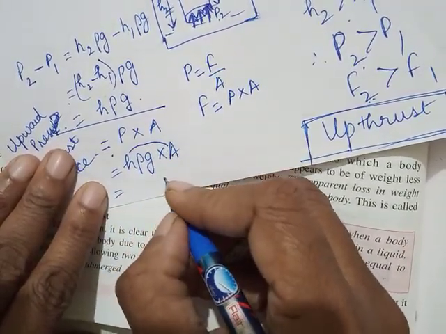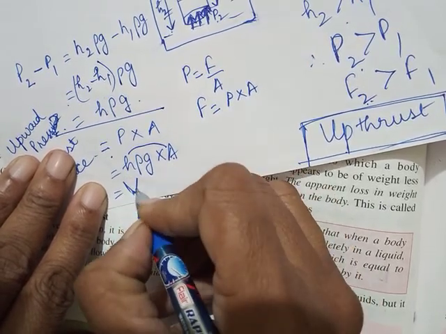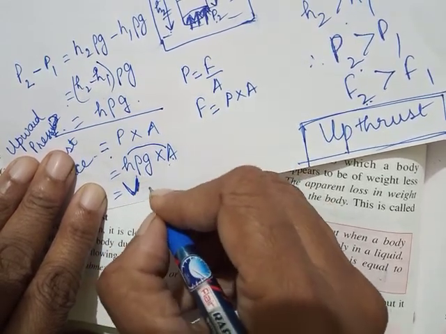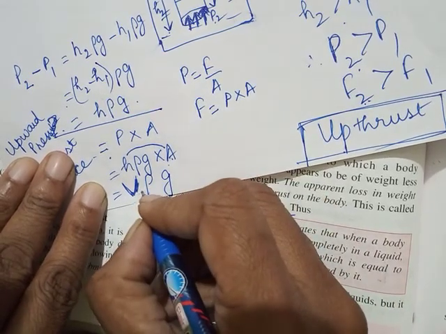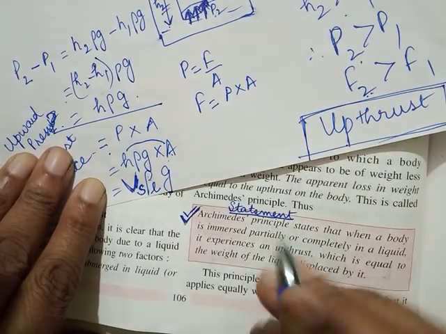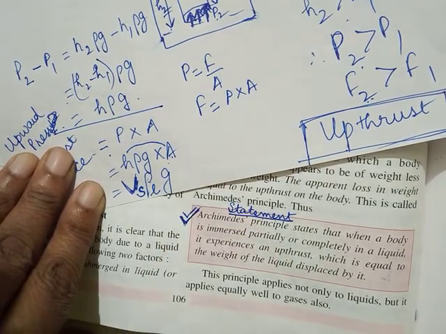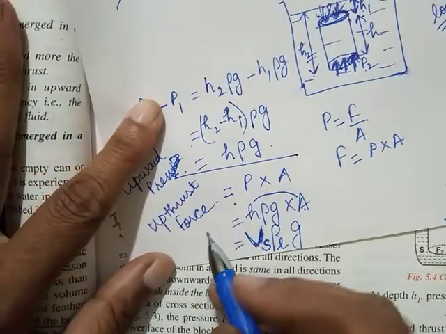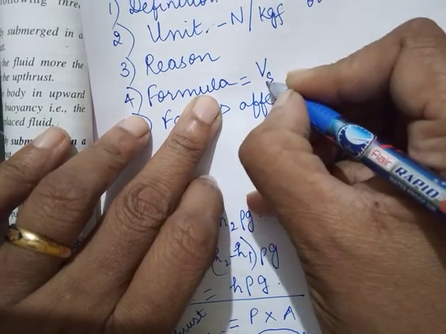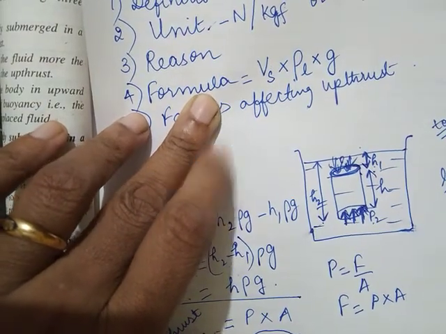Now, height into area. What is height into area? It becomes volume. If you remember, the height of a body into the area of the body gives us the volume of the body. So instead of H into A, I write V, rho G. And I write here Vs, volume of solid, and this rho is rho L, density of liquid, into acceleration due to gravity. So this brings us to the formula of upthrust. The formula for upthrust is volume of solid into density of liquid into acceleration due to gravity.